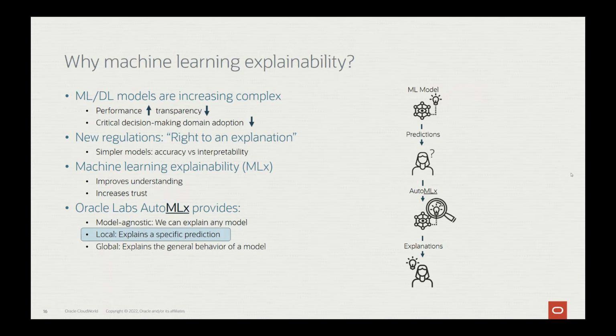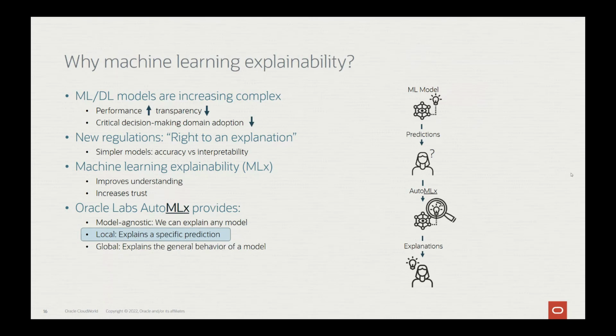In fact, in a lot of cases, humans now have a right to an explanation, and you need to be able to tell them why you made your decisions. You could use simpler models, but of course you pay the penalty then with worse accuracy. This is where machine learning explainability comes in. It helps improve your understanding and increases trust in the models. We do this not just for simple models, but for any model.